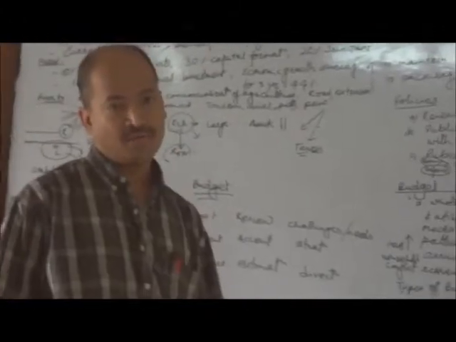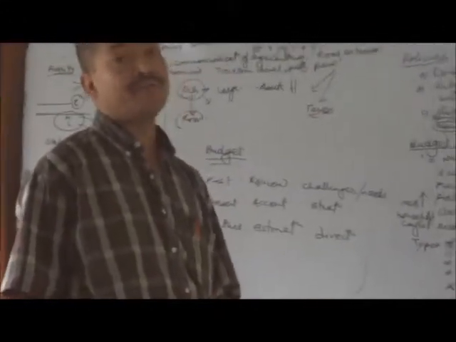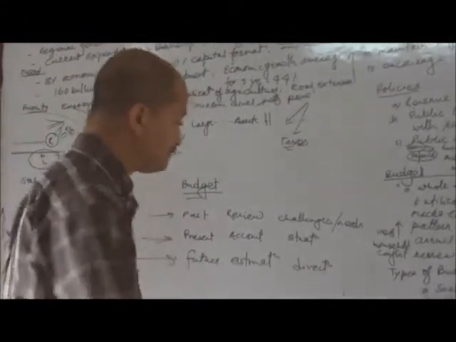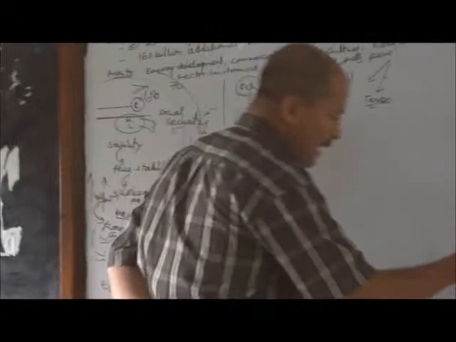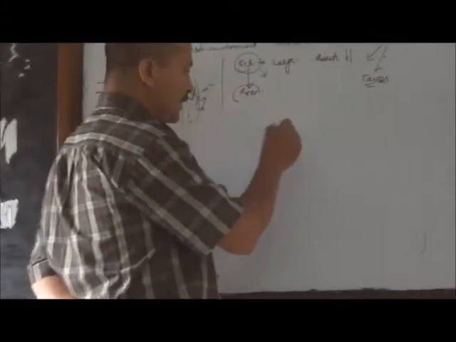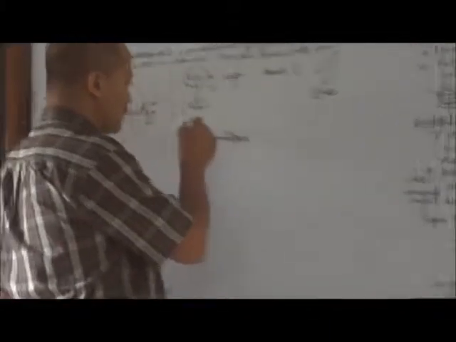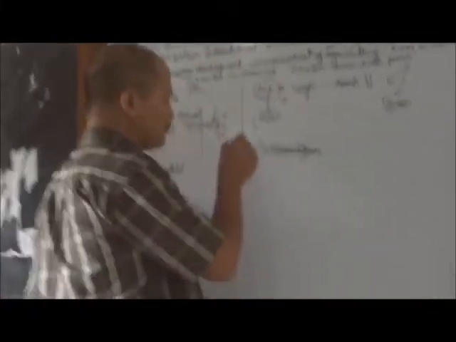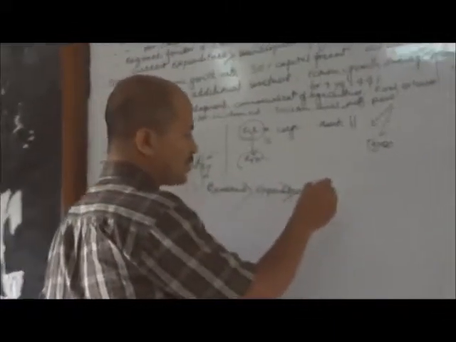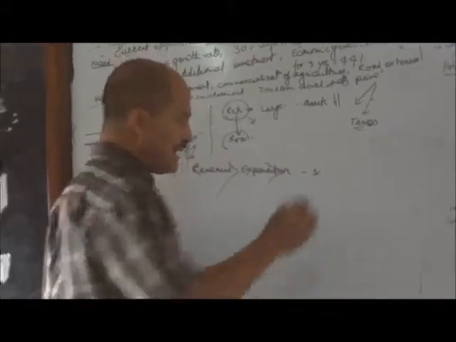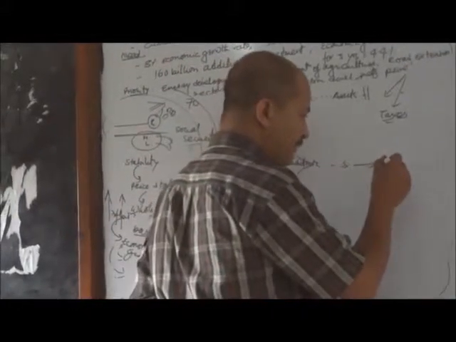Simply, the budget is the annual document of public expenditure and revenue. And what is the situation? If we observe the old trend, we have three types of budget. Where expenditure is greater than revenue, this is the surplus budget, and generally this is found in developed countries.